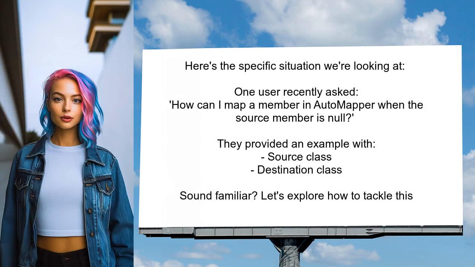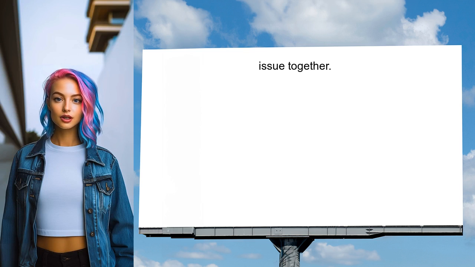Here's the specific situation we're looking at. One user recently asked, "How can I map a member in AutoMapper when the source member is null?" They provided an example with two classes, source and destination, where the type member in source can sometimes be null. Sound familiar? If so, let's explore how to tackle this issue together.